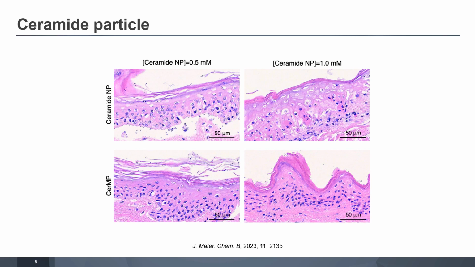As the concentration of ceramide NP increases, this histological difference becomes more pronounced. This observation implies that ceramide NP encapsulated in ceramide particles is more favorably delivered to the skin, making the skin lipids more organized.